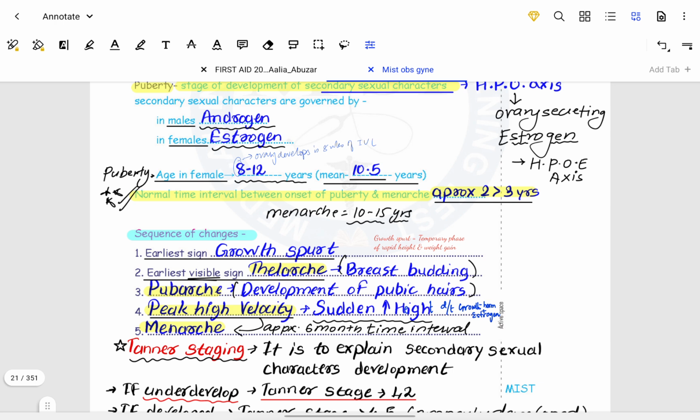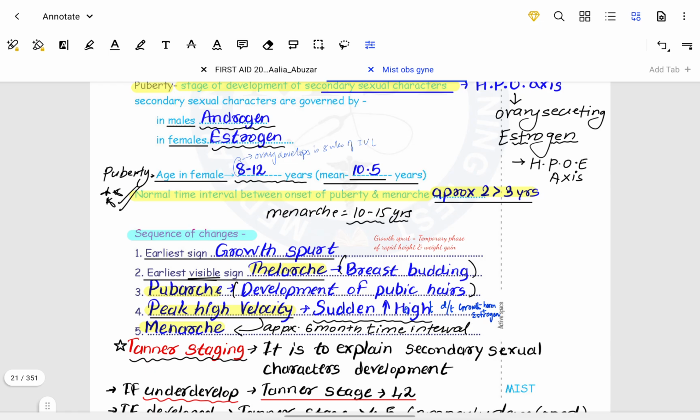Normal time between onset of puberty and menarche is approximately 2 to 3 years. Puberty is first and then we have menarche, but there's at least a 2 year gap. And in pre-puberty, the cells in the vagina are maximum basal or parabasal cells, right? It's the leftmost.